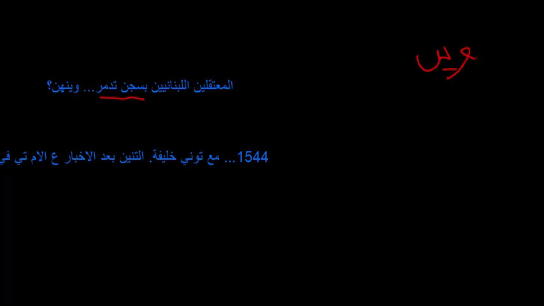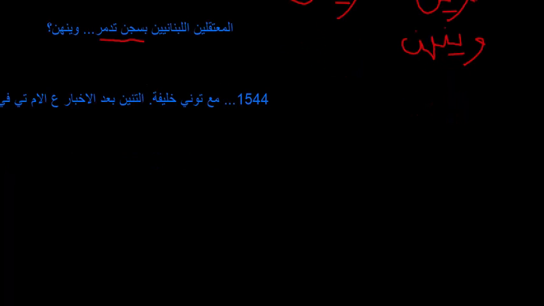Wayn is where, and then Wayn hum. Where are they? You can also say another very common thing. Waynik, where are you? Wayni, where am I? Wayna, where are we? You can add any of those, and it works perfectly fine. And then 1544 مع Tony Khalife. So 1544 is the name of the program, and then he says مع Tony Khalife, with Tony Khalife.